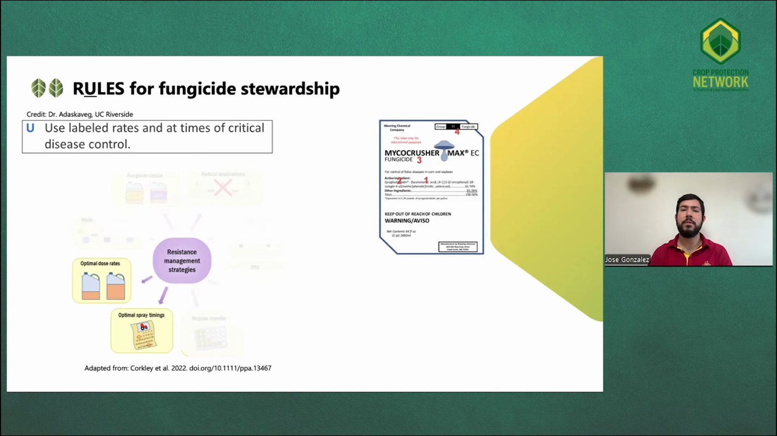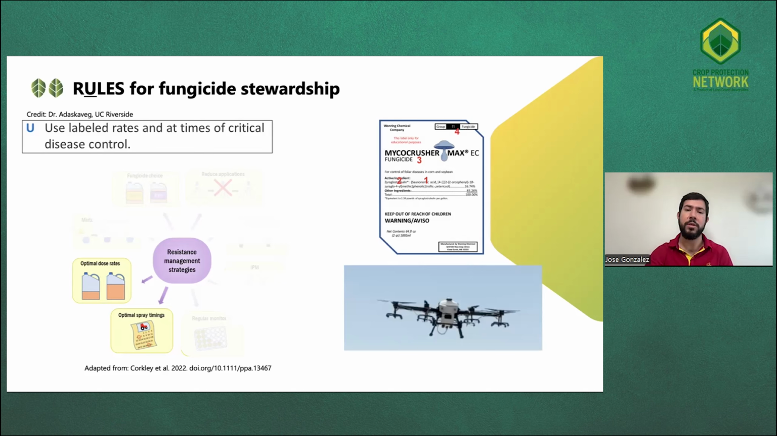For the rates, we're going to talk about looking at the label, and we're going to see a couple of parts of the label that we can pay attention to make sure that we use the appropriate rates. And then we're going to look at the actual spraying of a fungicide to make sure that we are targeting the appropriate timing for doing an application.